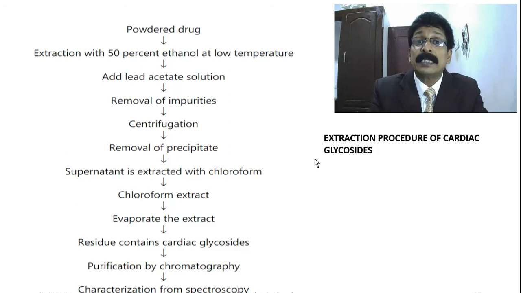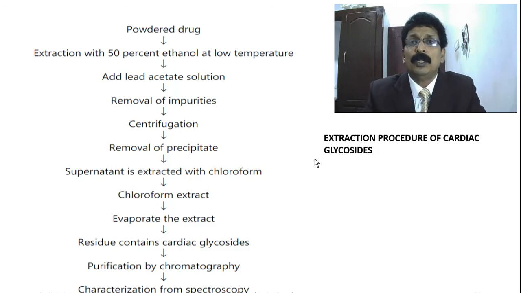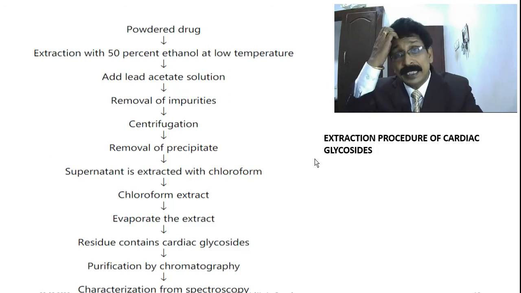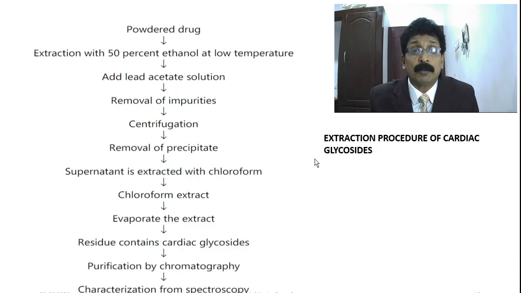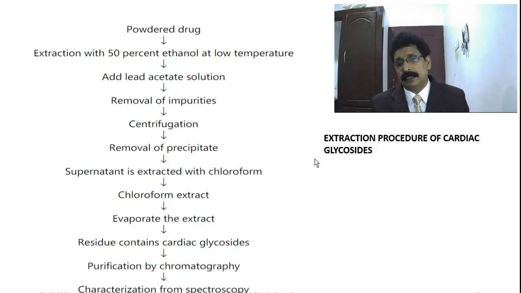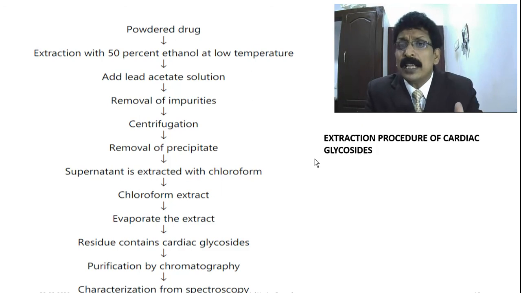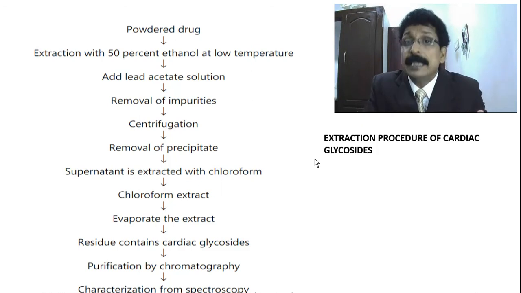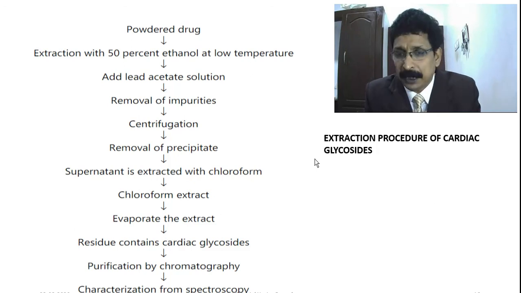The chloroform extract is evaporated to dryness, and it will become a residue. Cardiac glycoside is present in that residue, and then you purify this by means of chromatography. We can use any chromatography, and then you can separate the compounds. Then you do characterization by means of spectroscopic methods. So you should know that extraction, then separation by chromatographic technique, then characterization, structural elucidation by spectroscopic methods.